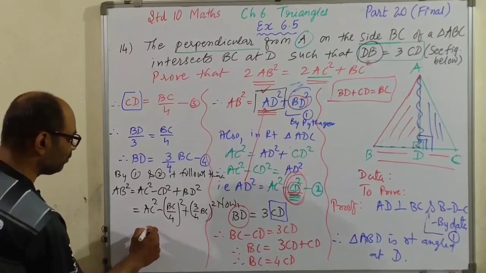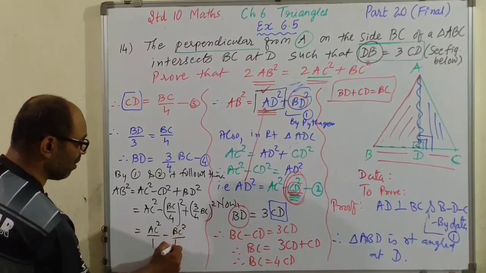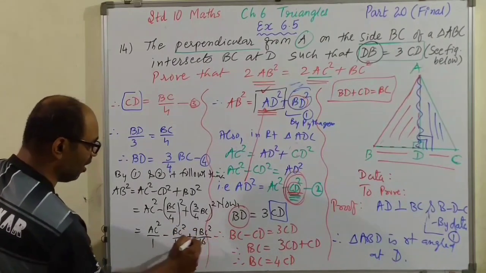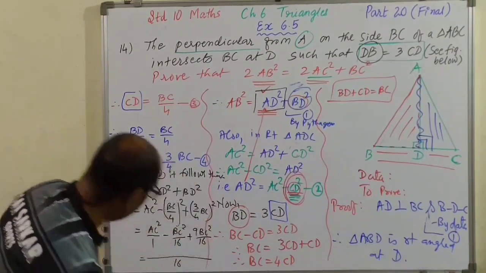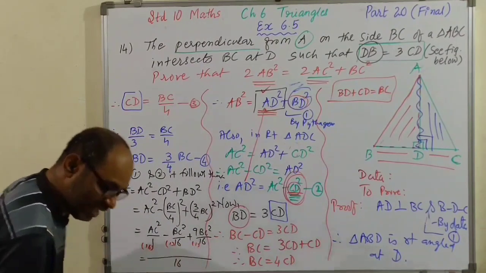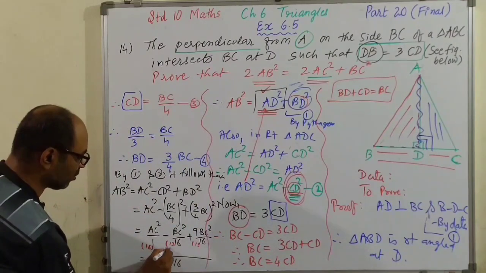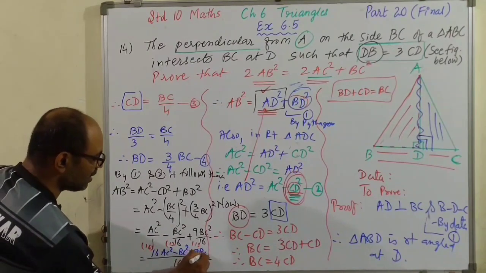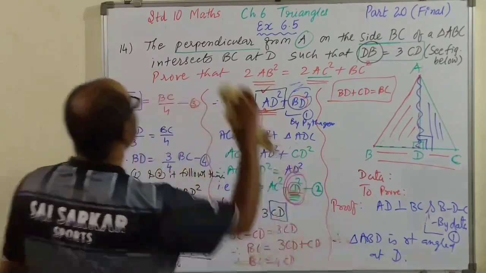Now go for LCM upon 1 minus, this is BC square upon 16 plus 9 times BC square upon 16. So LCM is 16. Correct? Now 16 into AC square will be 16 AC square minus BC square plus 9 BC square. Got it, children? Okay? I'll erase this part.